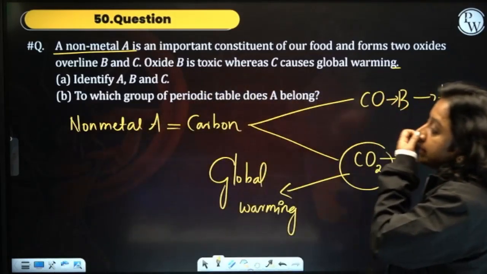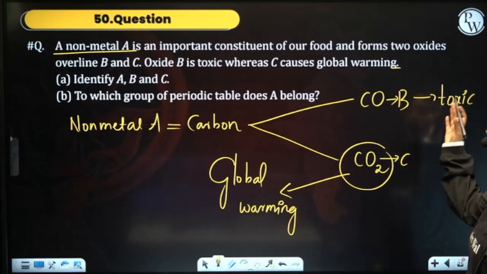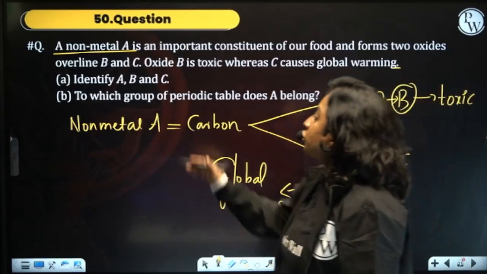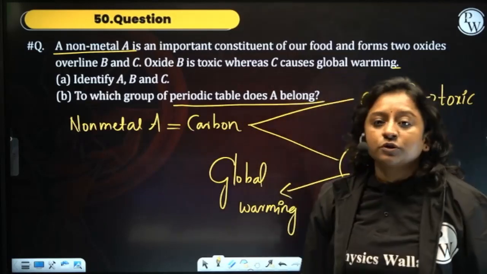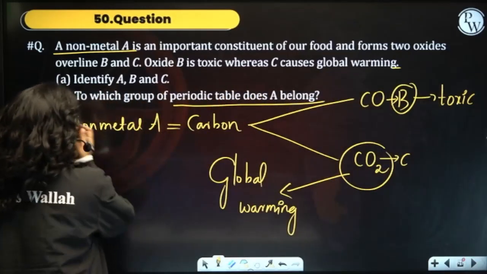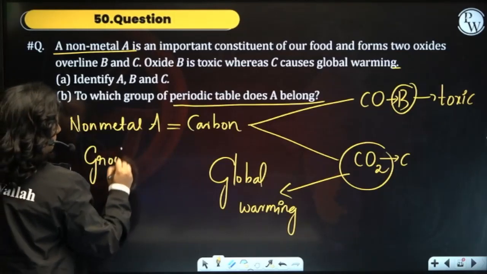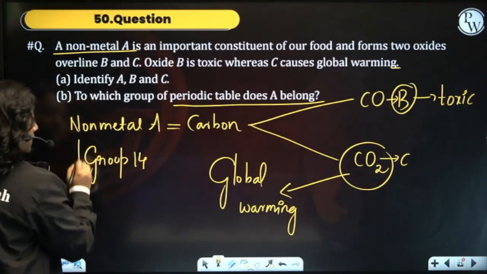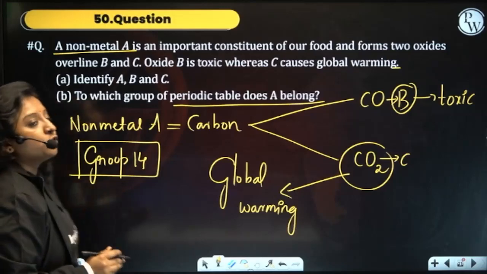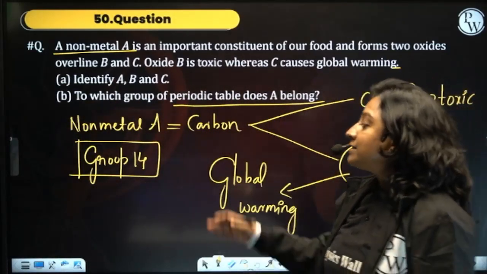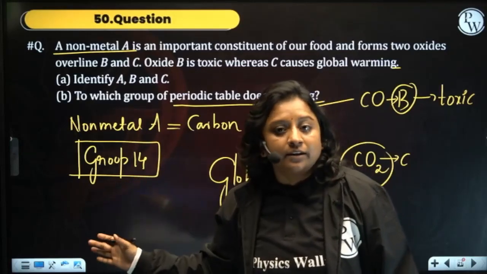Identify A, B, C. Already identified. B, C and A. To which group of the periodic table does this belong? This is not there in your chapter for CBSE, but for state board it is there. In the periodic table there are 18 groups, out of which carbon belongs to group 14, as it has 4 valence electrons in it.